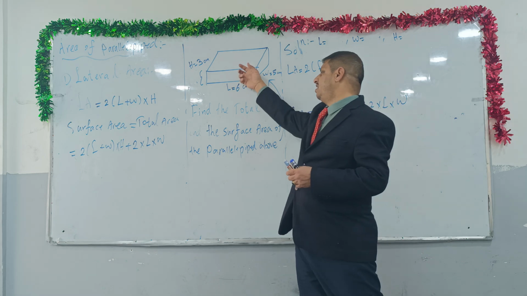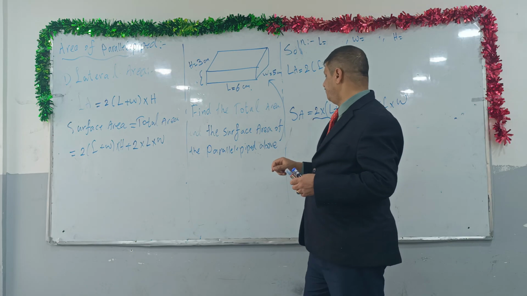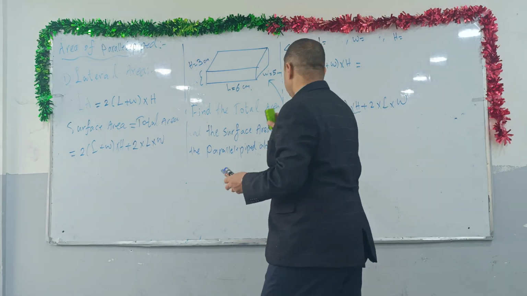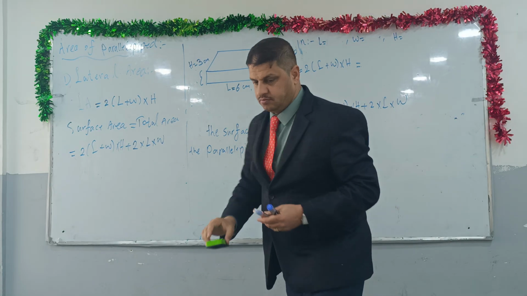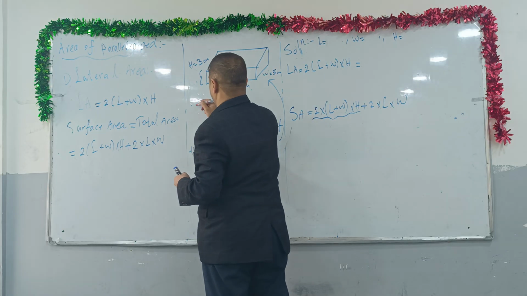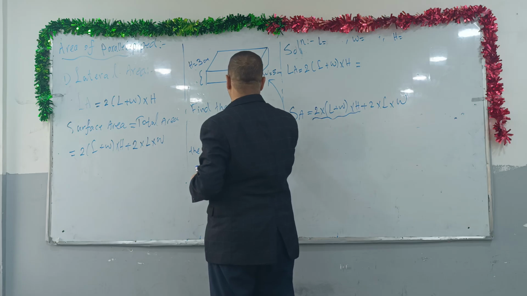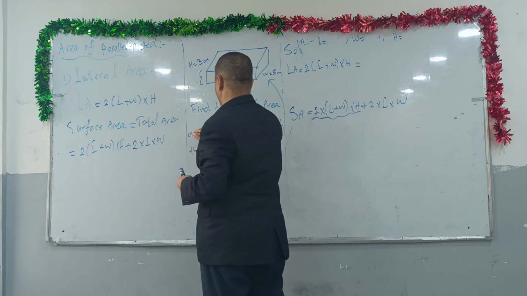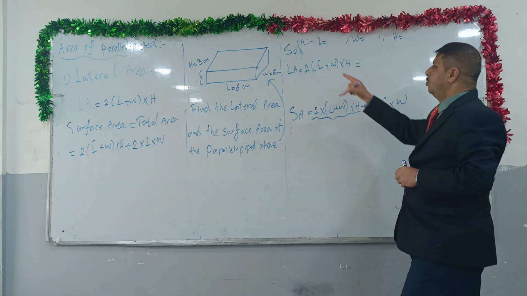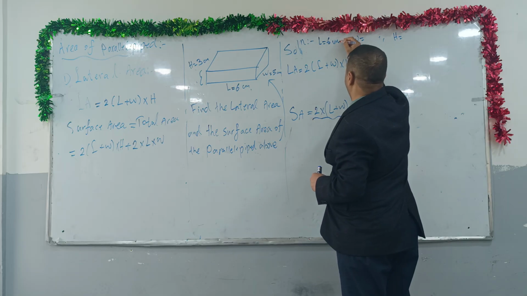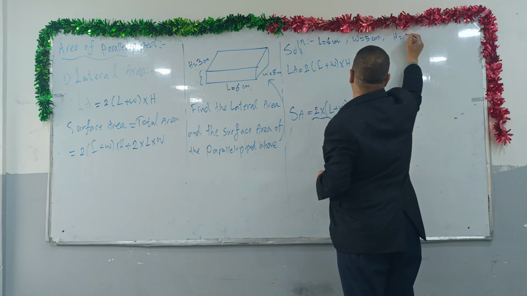Find the lateral area and the surface area of the parallelepiped above, whose length is 6 centimeters, width is 5 centimeters, and height is 3 centimeters.